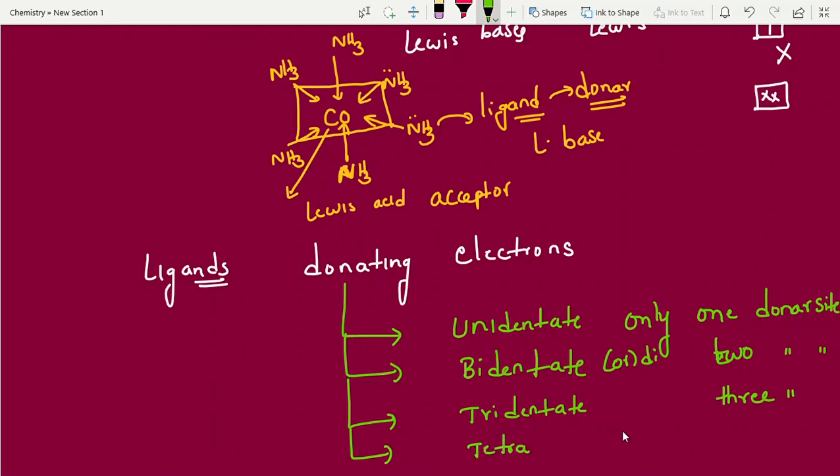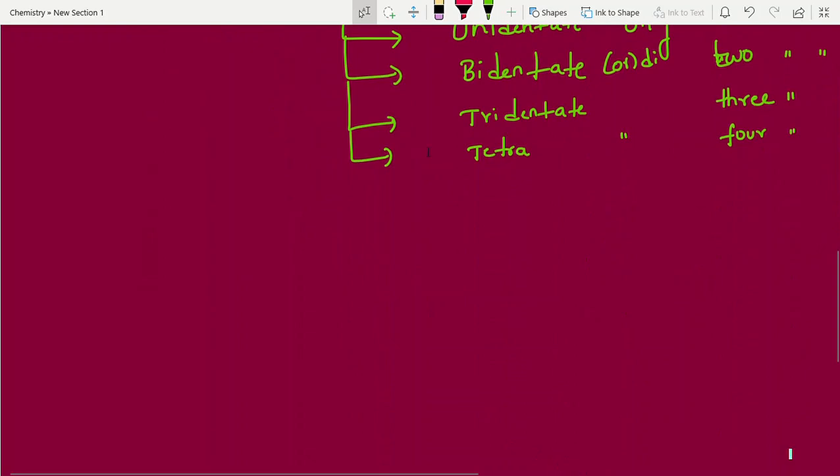Tetradentate has four donor sites. That's it. But the unidentate and bidentate ligands are further classified into charged and neutral. That I can show now. Suppose you take the most familiar examples; I am writing, unidentate.